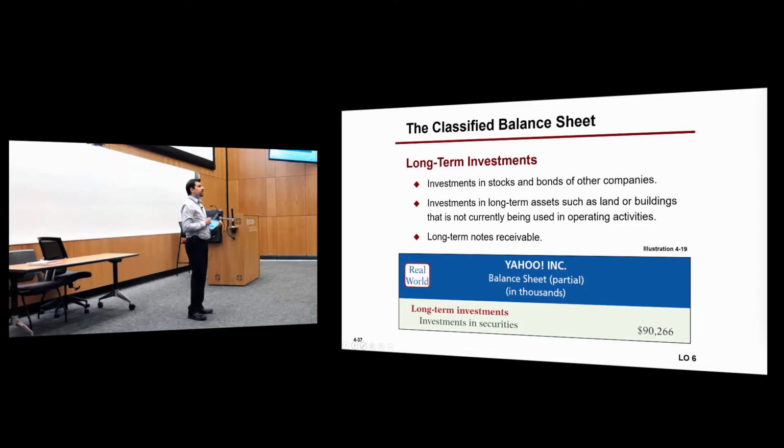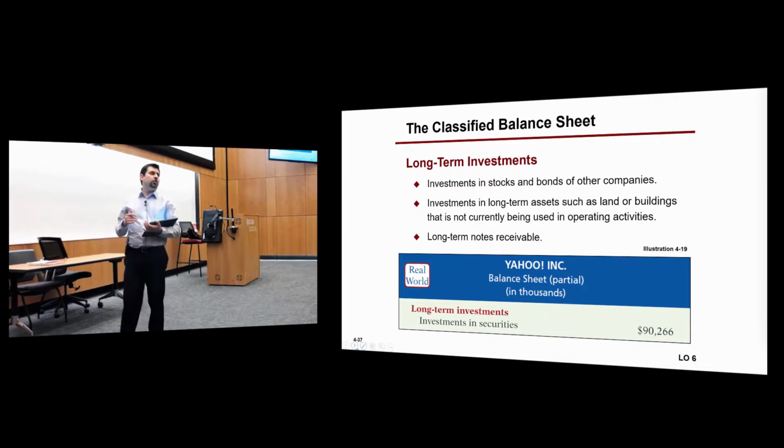Again, we will talk about these in the future. This is here just to introduce you to the accounts and basically what we mean by classified balance sheet. We're not going to go into detail about this at this point.